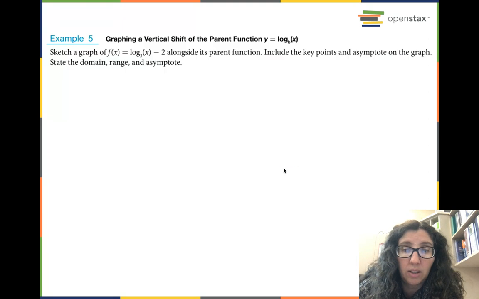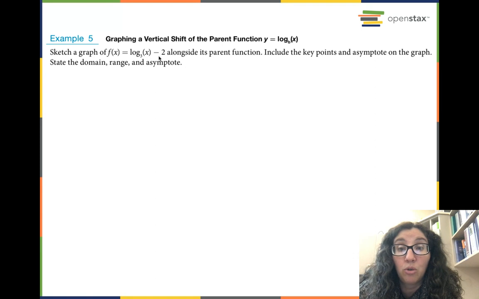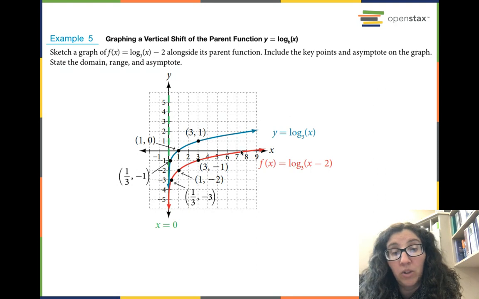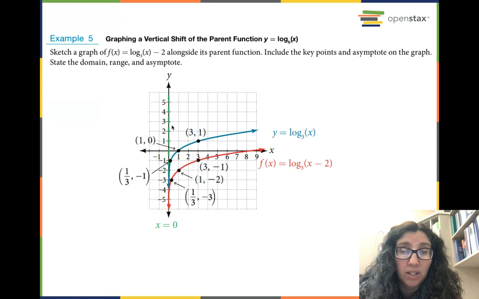So let's look at an example. All right, log base 3 of x minus 2. So it's going to be log base 3 of x, which we just graphed in the last one, shifted down 2. So here's our original function, the blue one. We've got our x-intercept, our key point. It's all just shifted down by 2, right? The vertical asymptote hasn't changed. So the domain is still 0 to infinity, range negative infinity to infinity. The asymptote is the same, the y-axis.